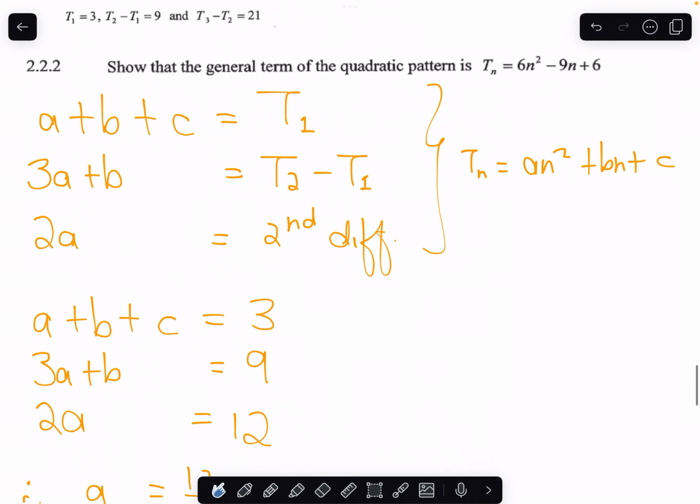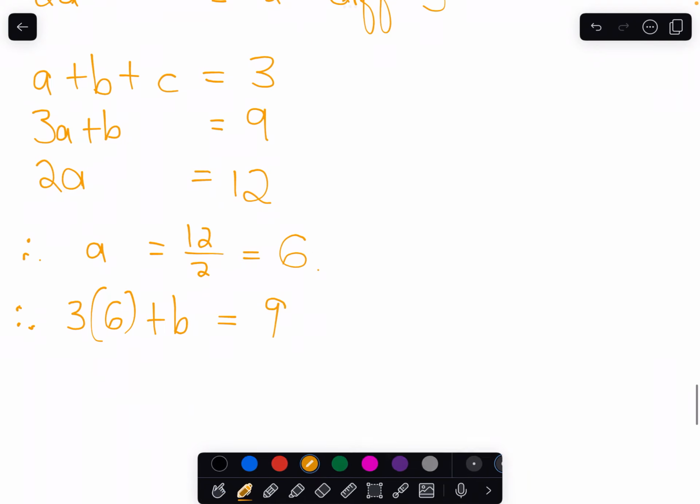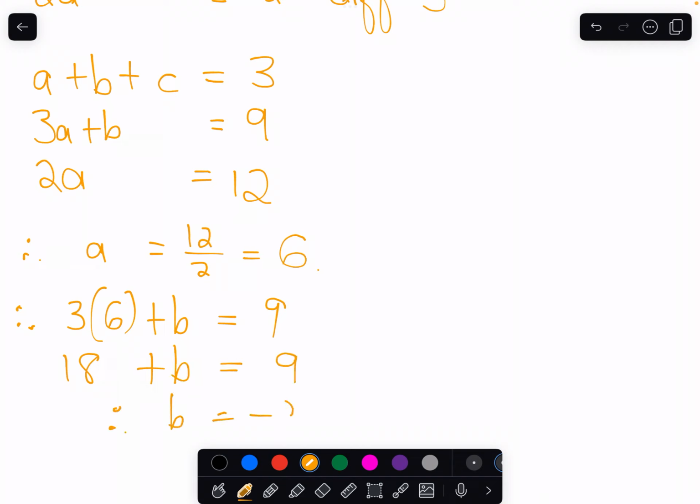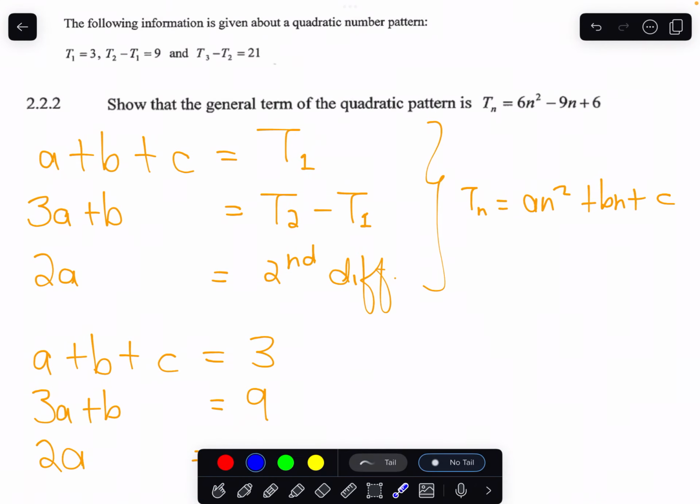Right, and then next we can put it into this equation to figure out B. So therefore 3 times 6 plus B is equal to 9. So 18 plus B is equal to 9. So B must be negative 9. Looking good. Again, B is negative 9.